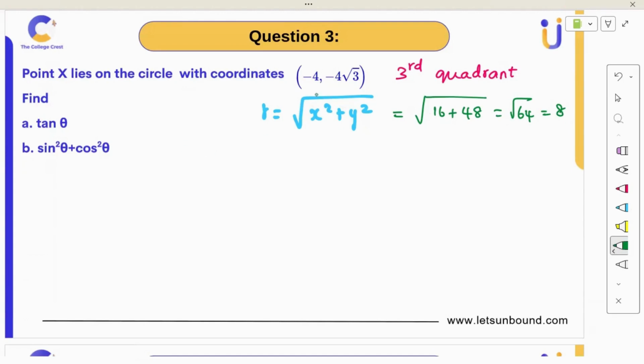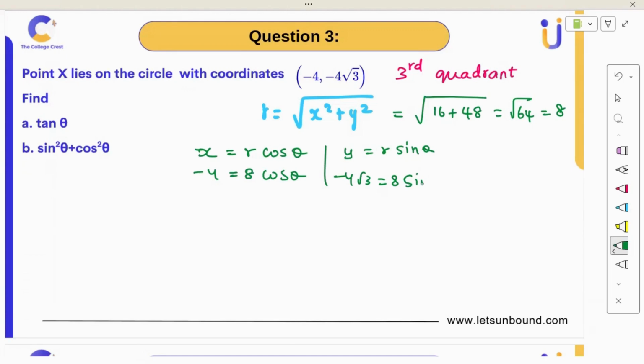Now, if it's any circle, you can write x is equal to r cos theta, right? That's why we are making -4 equal to r, which is 8 cos theta. And y equal to r sin theta, your y is -4 root 3, r is 8 sin theta. So -1/2 is cos theta here. And when you simplify, -√3/2 is sin theta. So whenever you see this combination 1/2, root 3/2, it's a 90, 30, 60 triangle. This is enough because we don't want to find the angle.